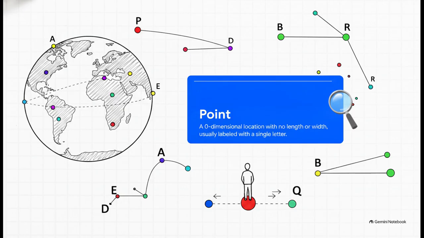If you're on a point, you can't move. You shift left, right, up or down, and boom, you're not on that specific point anymore. We usually label these unique little spots with a single capital letter, like point A.